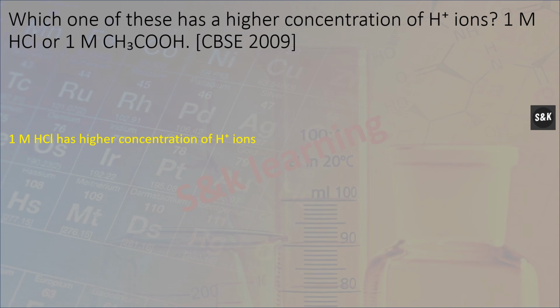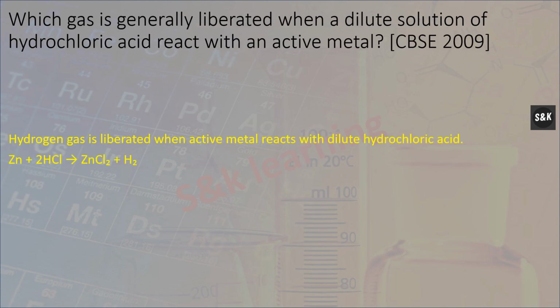Which one of these has the highest concentration of H plus ion? 1 ml of HCl or 1 ml of CH3COOH? So 1 ml of HCl will have a higher concentration of H plus ion.